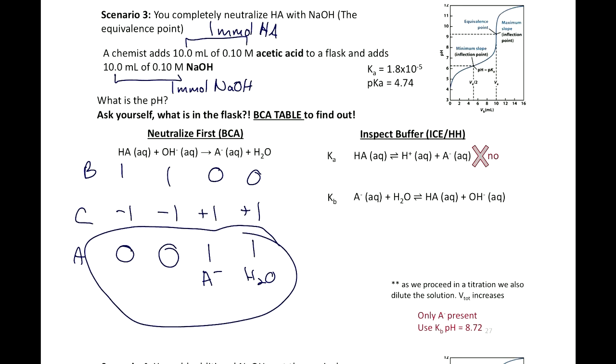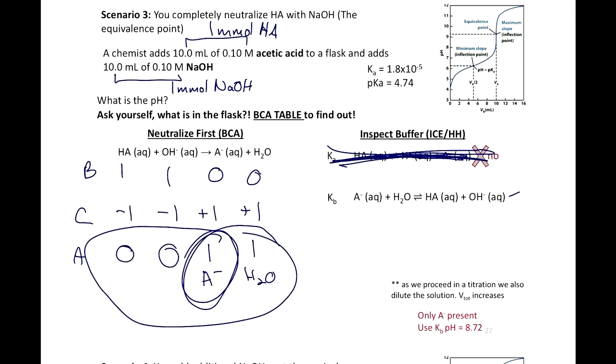Can you calculate the pH of that? Yeah, what's the one thing that matters here? A minus. A minus is a weak base. So if A minus is present in my buffer, or sorry, in this reaction vessel, I don't actually want to use the Ka expression. I want to use the Kb expression because A minus is a base.